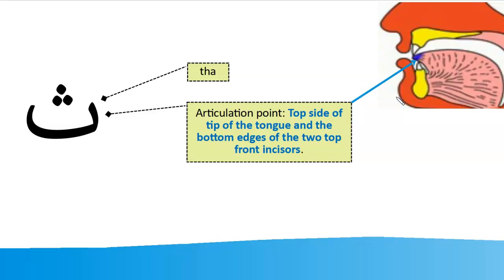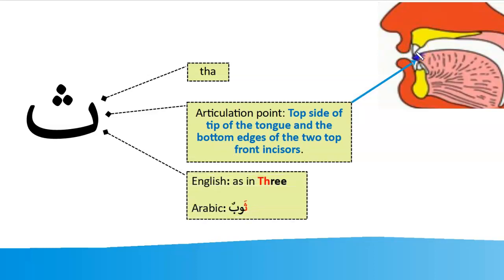Alongside two other letters, we have to stick out the tongue, so it touches the tip. The tip of the tongue is where the top front incisors make contact with the tongue to have tha come out. Tha, as in the English word three. Or in Arabic, thawbun. Thawbun means a garment.